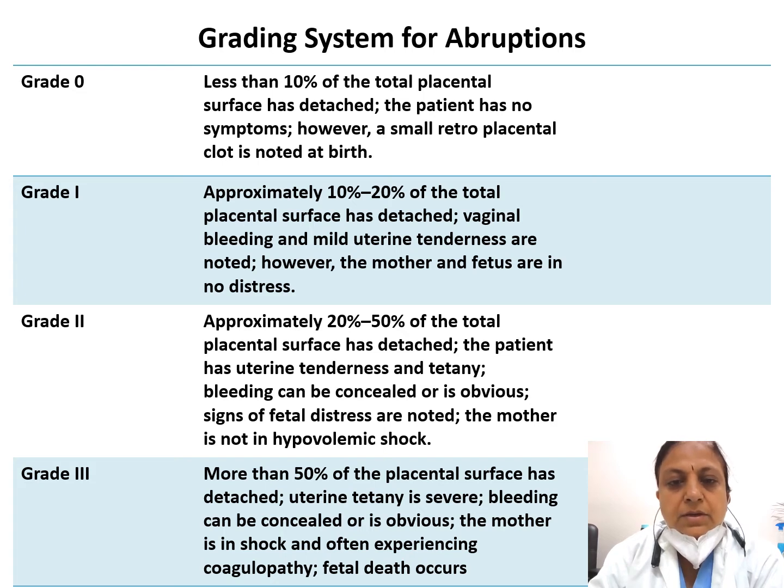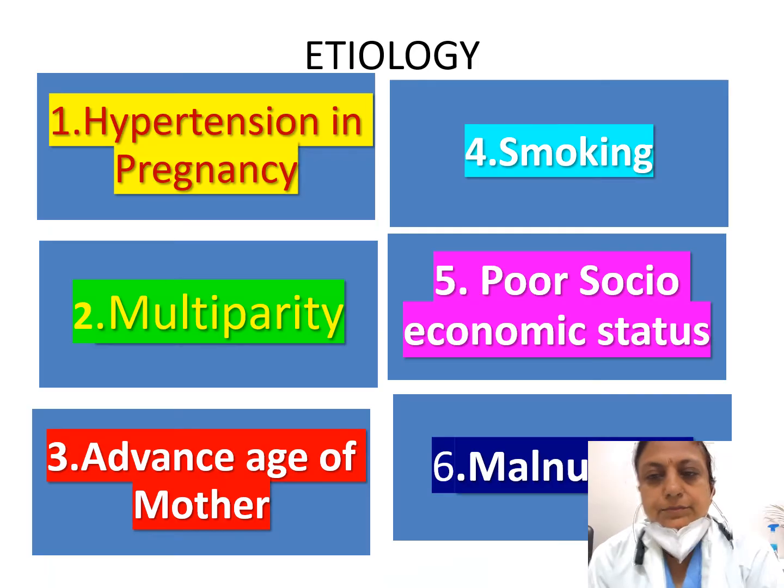In grade 3, more than 50% of the placental surface has detached. Uterine tetany is severe. Bleeding can be concealed or is obvious. The mother here is in shock and often experiencing coagulopathy, and fetal death has occurred. So grade 3, as you can now see, is the severest variety of abruptio.